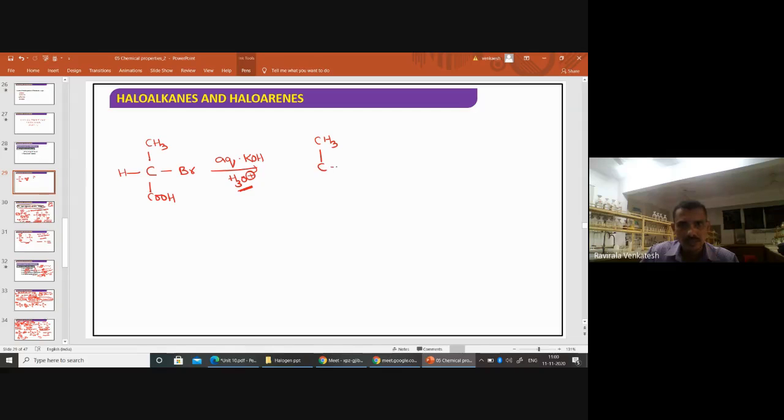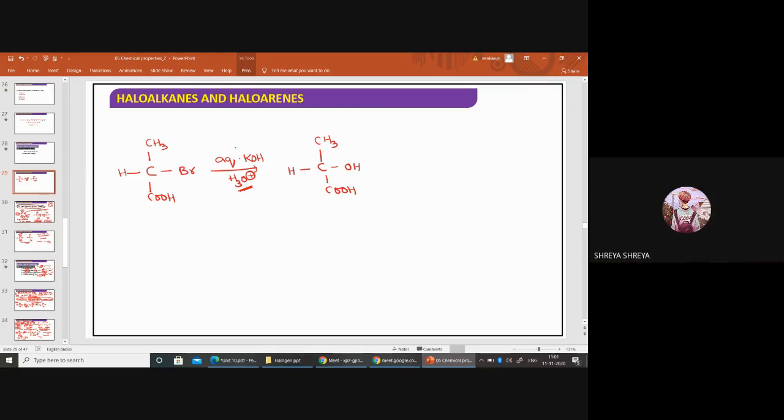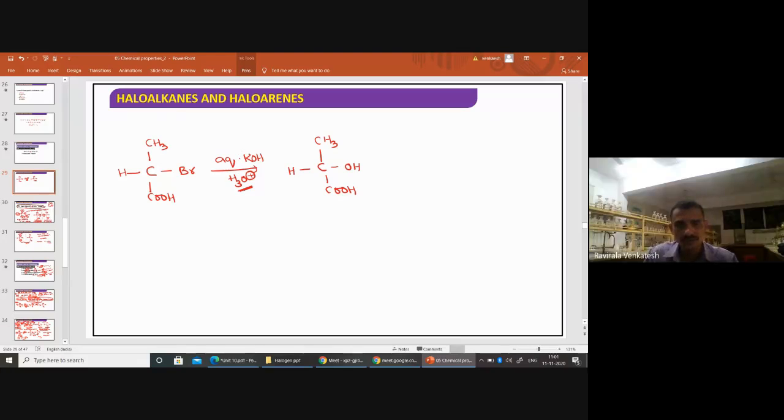On the CH3 carbon, I get OH. In the place of bromine, shall I get OH or not? Yes, in the place of bromine we get OH. Because which type of reaction is it? Which type of reaction is it?